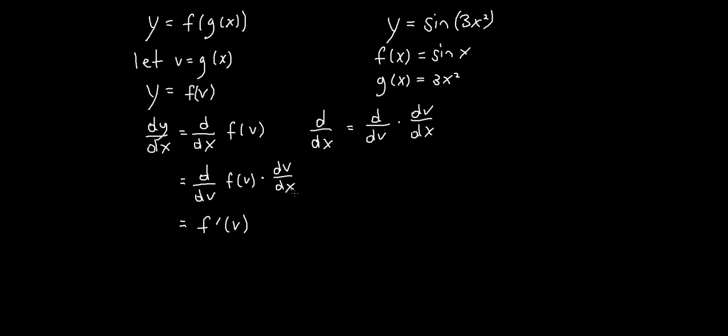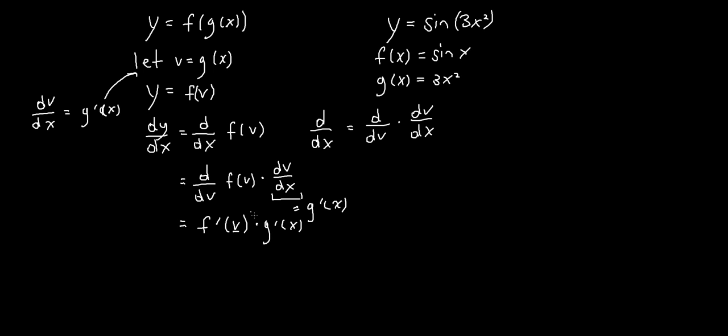And what's dv over dx? Well, up here we let v equal g of x. So if we take the derivative with respect to x on both sides, we get dv over dx is equal to just g prime of x. So this chunk here is just equal to g prime of x. So why don't we write that here? Times g prime of x.